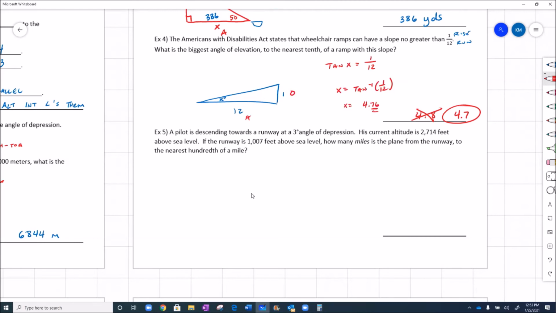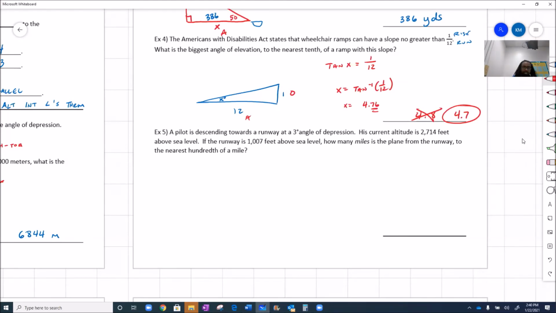All right, one more problem. A pilot is ascending towards a runway at a 3-degree angle of depression. His current altitude is 2,714 feet above sea level. If the runway is 1,007 feet above sea level, how many miles is the plane from the runway, to the nearest hundredth of a mile?